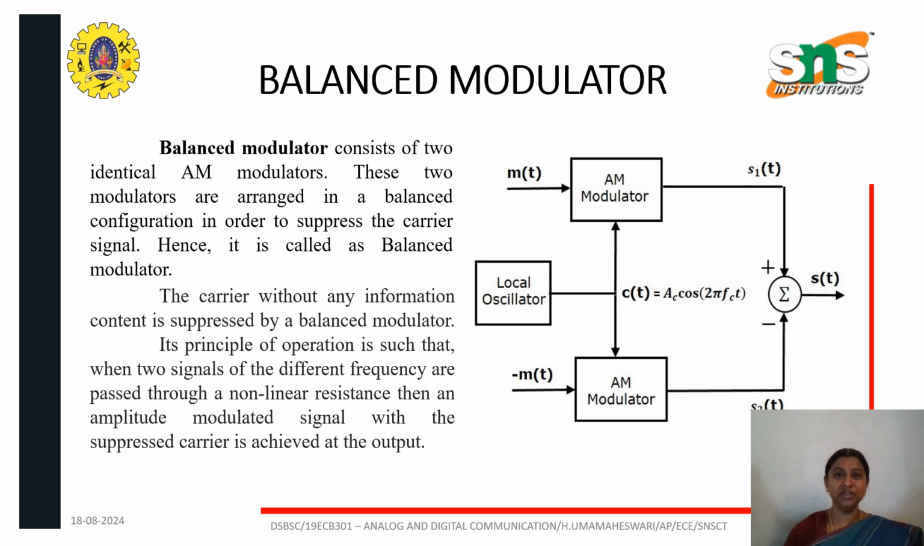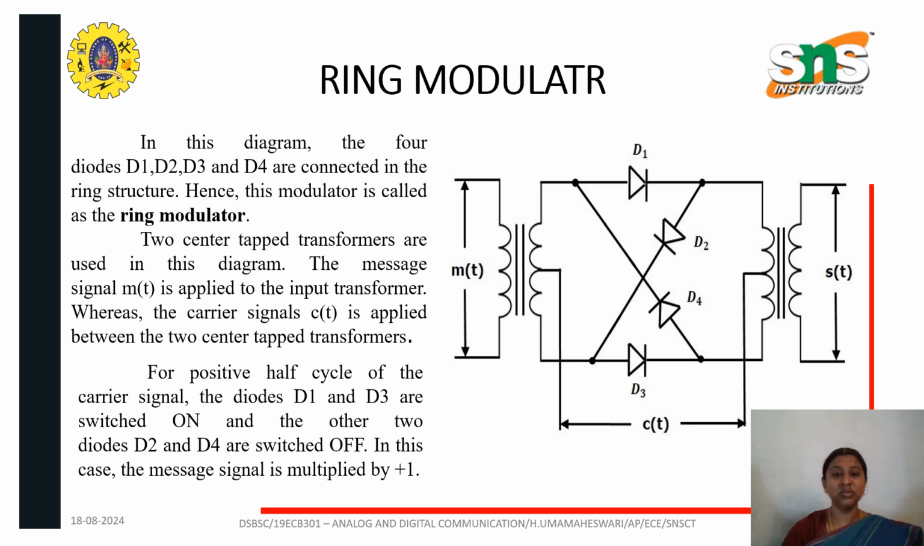Its principle of operation is such that when two signals of different frequency are passed through a non-linear resistance, then an amplitude modulated signal with the suppressed carrier is achieved as the output. This is the diagrammatic representation of the balanced modulator. Then the next one is the ring modulator. Here we'll be using four diodes which are connected in the form of a ring. Hence this modulator is called a ring modulator.